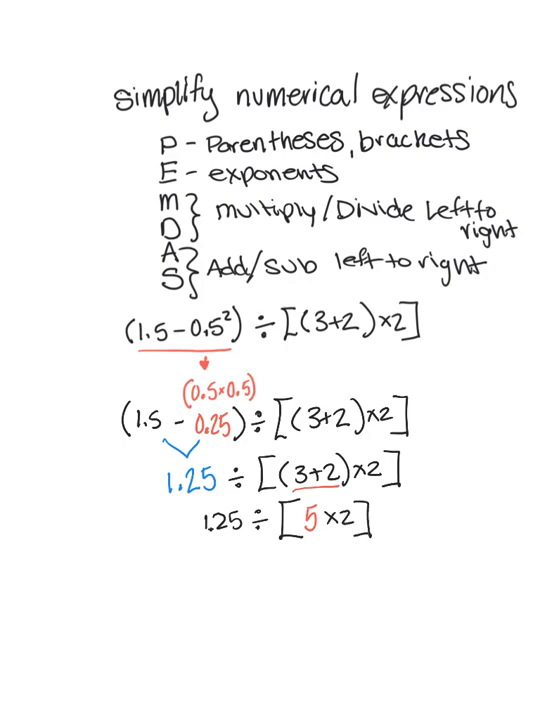Now looking at the order of operations yet again, I have to do these brackets. 5 times 2 is 10. So each time you have to go back and ask yourself, what are the order of operations and what do I need to do? Then last, I'm going to take 1.5 and divide it by 10. And I'm going to come up with the simplified answer of 0.125.